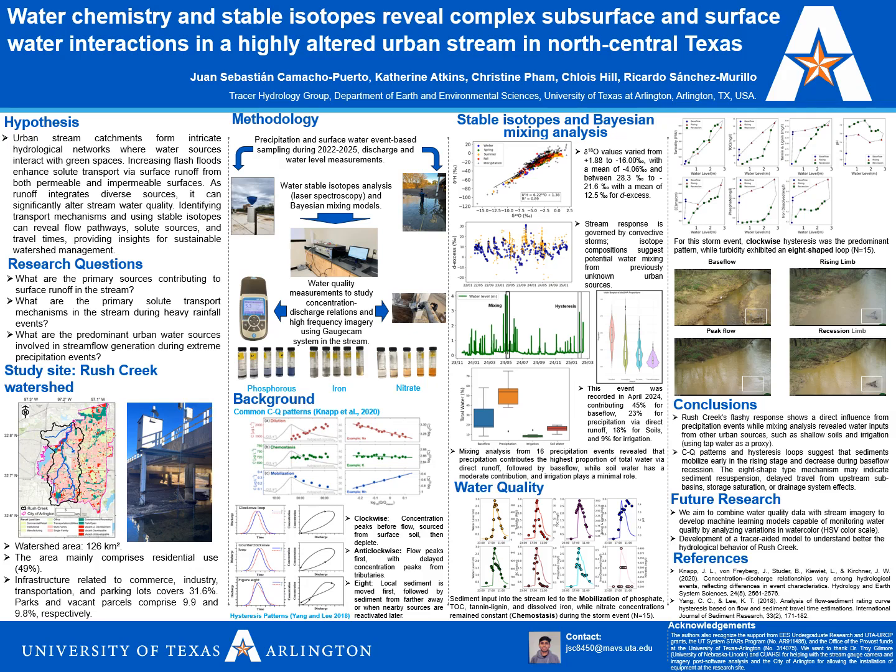The background is that there are three common types of patterns: dilution, chemostasis, and mobilization. Dilution means that concentration will decrease as discharge increases. In chemostasis, the concentration will remain constant, and in mobilization, the concentration will increase as the discharge increases. We also plot the concentrations with the discharge using hysteresis loops. We have three types: clockwise, anti-clockwise, and 8.